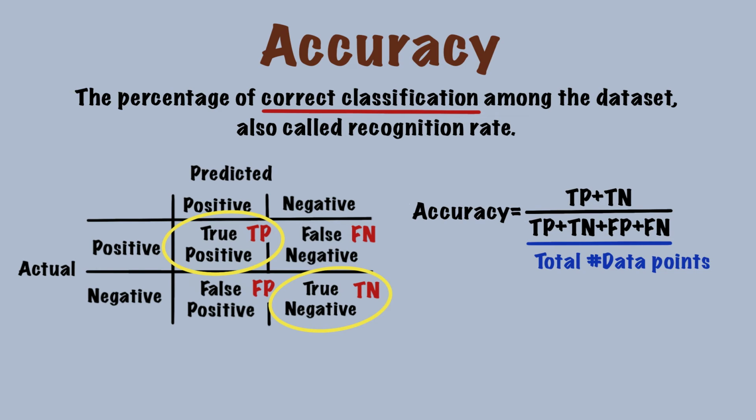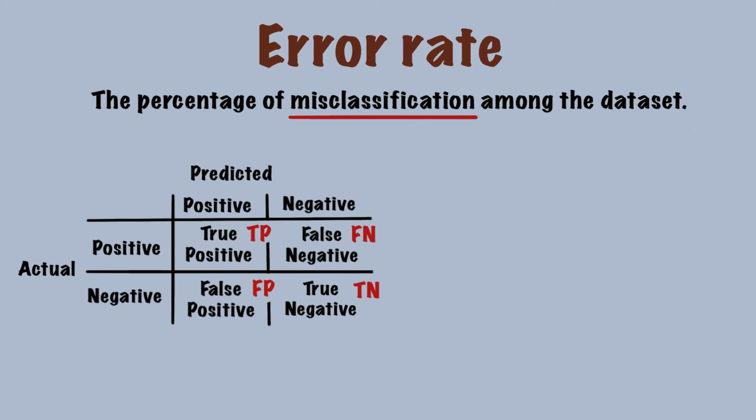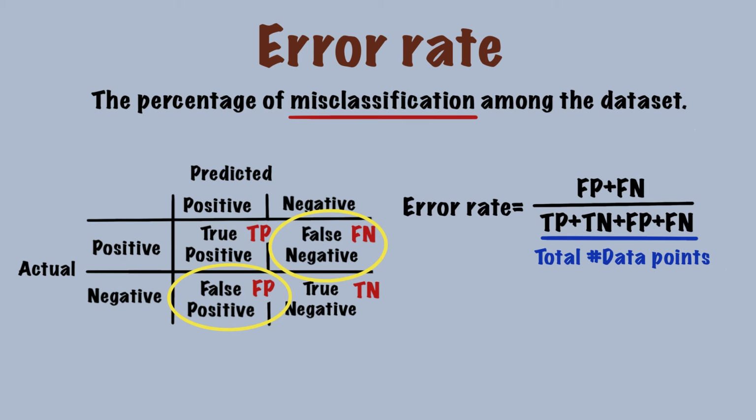And yes, accuracy is such a simple concept, but if you are still not sure about this, rewind for a second to review. Next thing we are going to talk about is the error rate. Error rate is the percentage of misclassification among the datasets. Again, please think about which terms represent the incorrect classification or prediction. Yes, you are right. The error rate is just FP plus FN divided by the total number of data points. FP and FN represent incorrect classification, since the corresponding row and column indices are different. And that's the idea of accuracy and error rate.